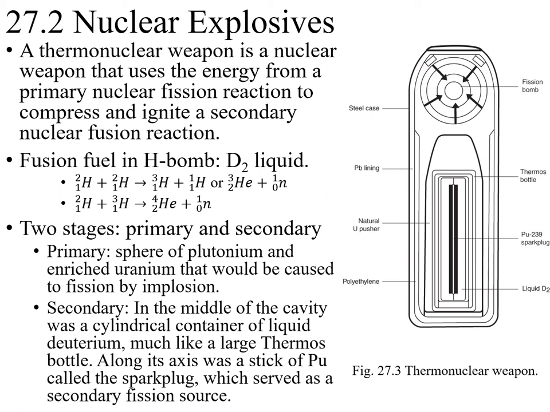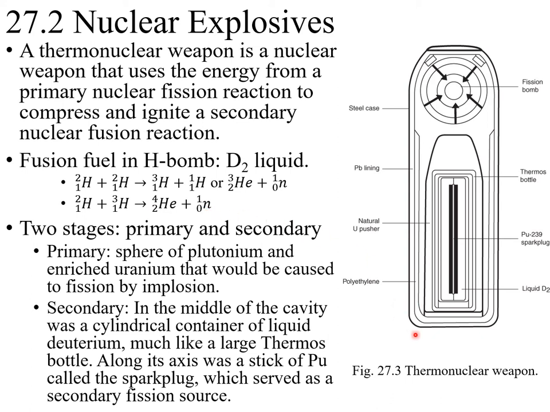The Ivy Mike shot in the South Pacific in 1952 included heavy hydrogen as fusion fuel, involving the two reactions also to be used in fusion reactors. The two reactions are shown here. We use the deuterium-deuterium reaction. It will produce tritium and a proton, or helium-3 and a neutron. It may also use the deuterium-tritium reaction, and it will produce helium-4 and a neutron.